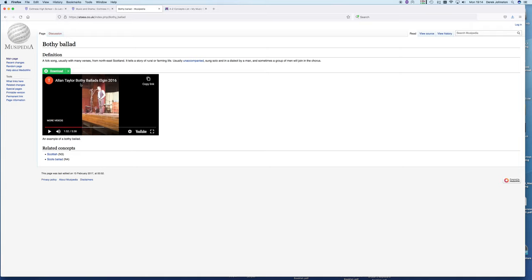So I couldn't understand anything he was saying at the start, and it didn't actually sound like a bothy ballad. I was like, is that mouth music? But I now know it's a bothy ballad because I can understand some of the words. I can make out something in a very thick Scottish accent, but I can make it out.